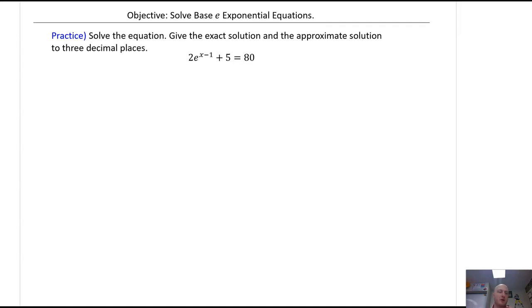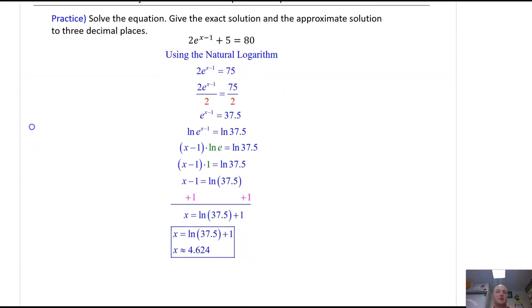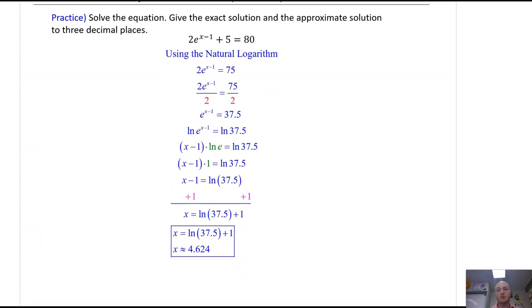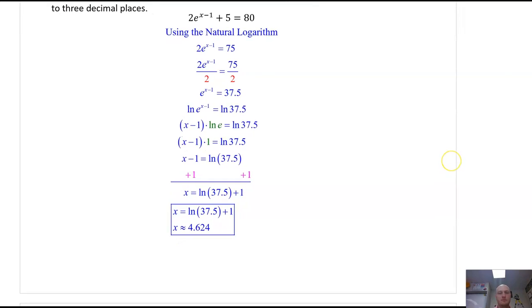Okay, hopefully you paused the video. Remember on this one, you have to undo addition subtraction first, right? I can't divide first because then I have to divide that plus 5. So you subtract 5 on each side first, then you divide each side by 2. Take the natural log of each side, and then add 1. There you have it.